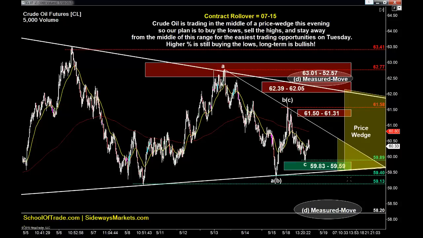Stay away from the middle of this range, though. That's going to be the hardest part for us on crude right now. You're going to get the best long-term trades here at those lows. And then, of course, in the medium term, you can sell the highs, buy the lows, just stay the heck away from the middle. Here's what I'd be looking for.